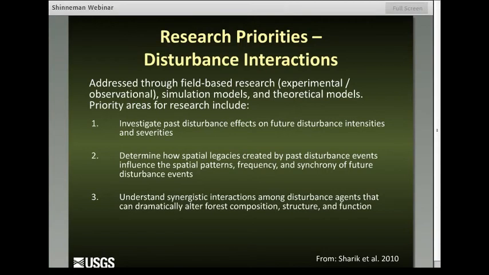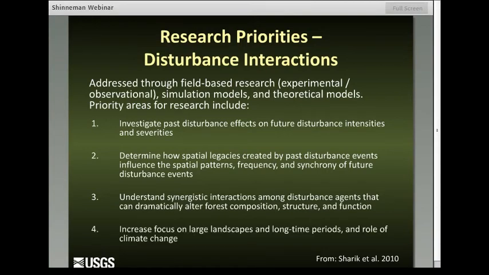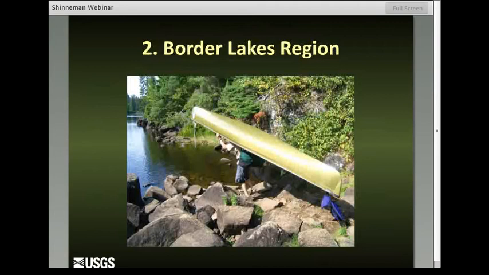understanding synergistic interactions among disturbance agents that can dramatically alter forest composition, structure, and function, and increase our focus on large landscapes and long time periods, and increasingly examining the role of climate change. And this last point is really made possible due in part to technological and conceptual advances in forest landscape simulation models. And I'm going to try to give some examples of these points throughout my presentation.